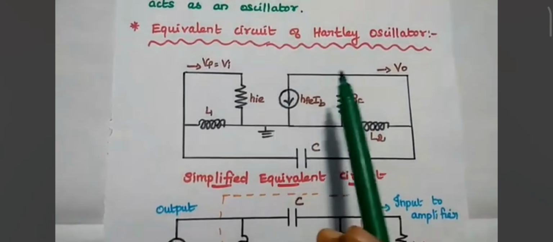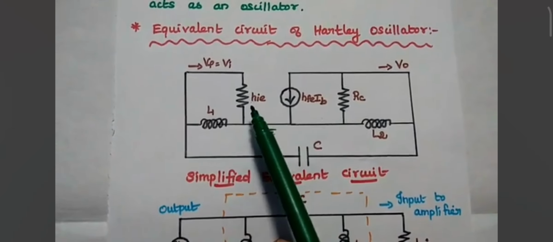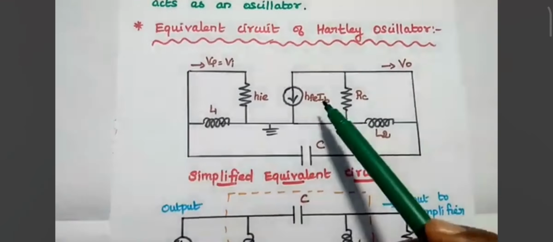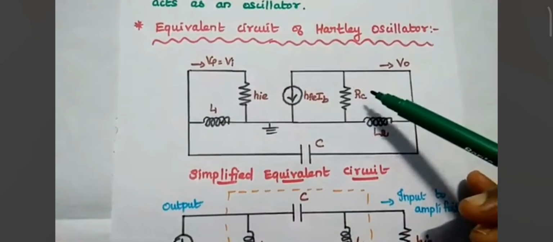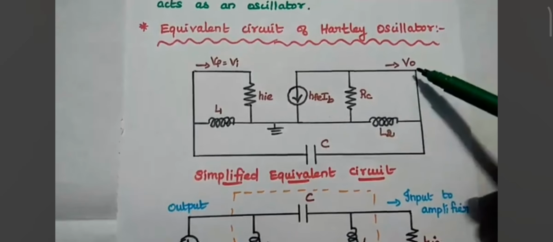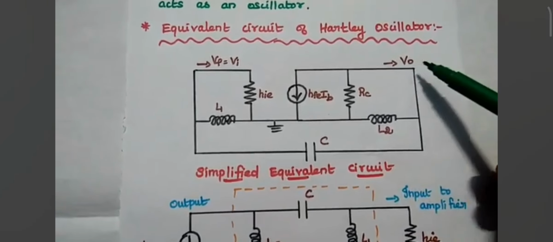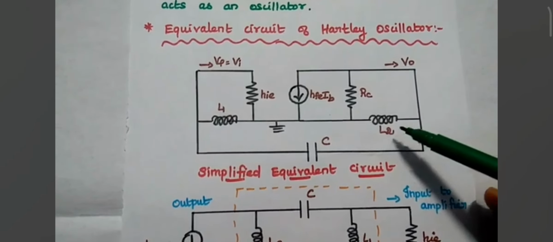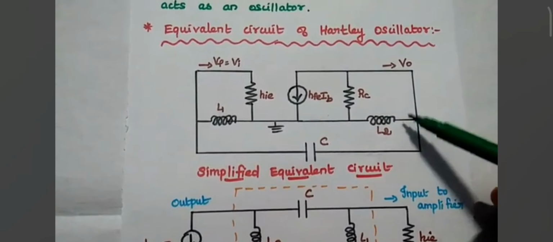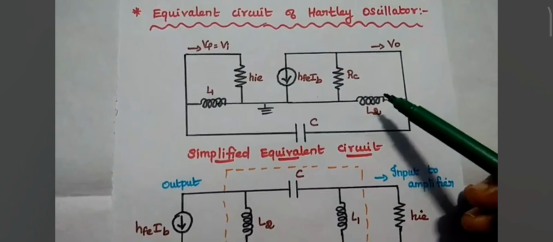In this, the transistor is represented using the hybrid model. Here the input impedance is hie, the output is hfe times IB, and the collector resistance is RC. Across that we can take the output voltage VO. In the feedback network, we have to give this output voltage to this L2, the second inductor, and we have to take the feedback voltage across this L1. This is the overall equivalent circuit.